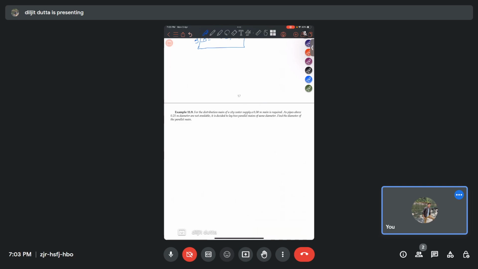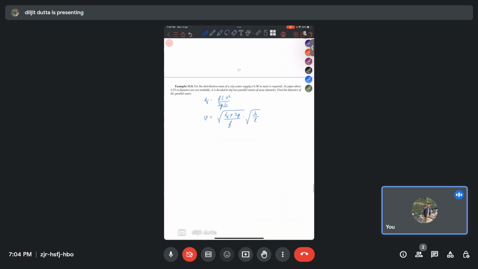So how do we proceed? We know hf equals f L V square by 2 g d. Now the velocity can be found out from this equation. Now the discharge can be found. If we substitute for velocity, we will get Q proportional to root of hf into 2g by f into d to the power 5 by 2 divided by L to the power half.